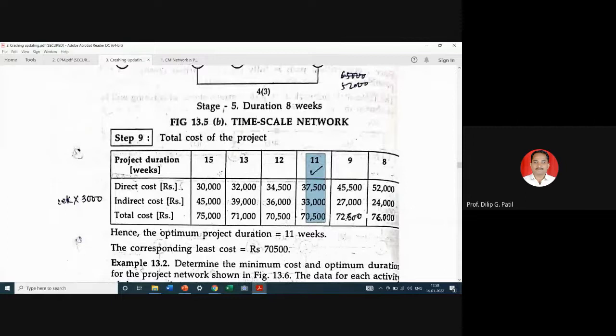11 weeks. So normal duration 15 weeks. After maximum crashing we went up to 8 weeks duration, but from that we realized that the project cost can be reduced even below the normal duration by addition of extra resources like this. Although there is an increase in the extra cost of crashing, that is in the direct cost, there is a decrease in the indirect cost, and considering this compensation you have selected this 70,500 with respect to 11 weeks, and that is nothing but your optimum project duration or corresponding least cost.